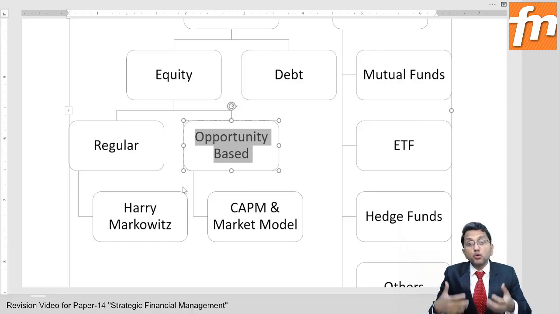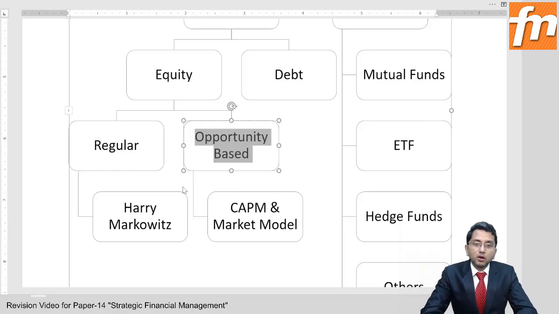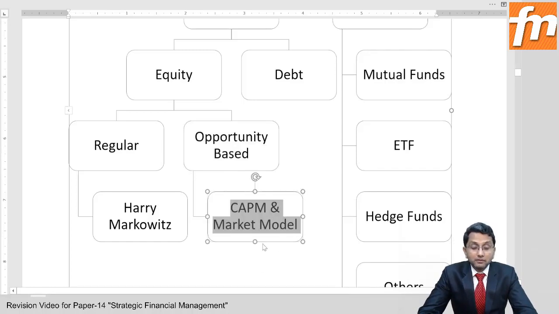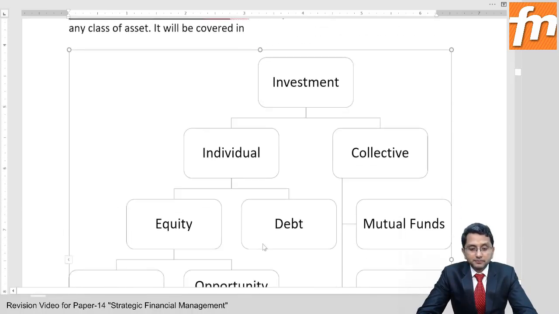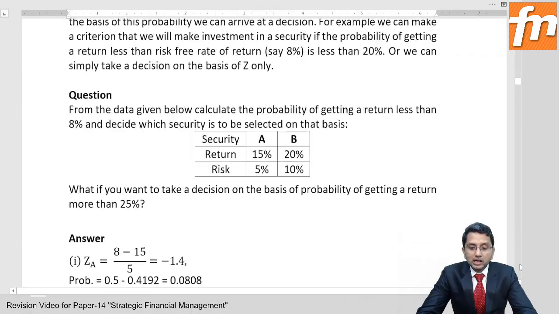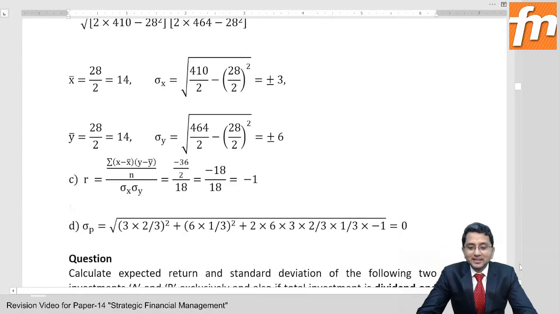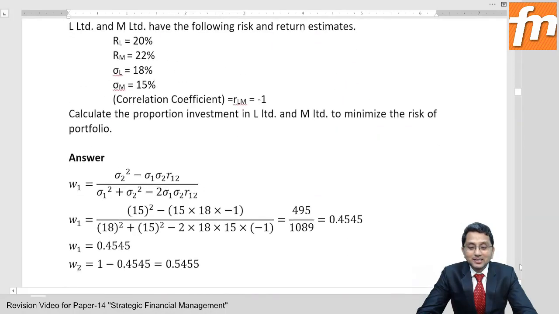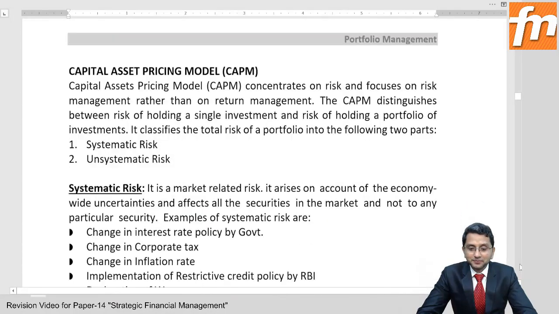Similarly, if a security which you own is overpriced, then you can simply sell it out because it is quite expensive. It has gone overvalued in the market. And again, when correction comes and the security falls down, you can buy it again. This is called opportunity based investment. And for that, we'll have to study capital asset pricing model and the market model. This is the whole context under which we are studying this chapter, so that at least you have an idea where exactly we are in this progress of portfolio management.